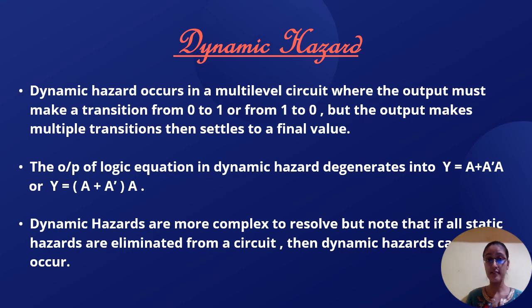As I told you, A A bar is the final expression condition where static zero hazard occurs. The same way, dynamic hazard occurs in this condition, that is Y is equal to A plus A bar A, or you may have this condition Y is equal to (A plus A bar) whole bracket of A. Dynamic hazards are more complex to resolve, but we may note that if all static hazards are eliminated, then eliminating dynamic hazard is much easier.